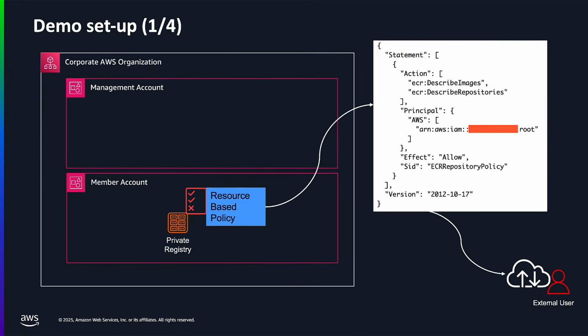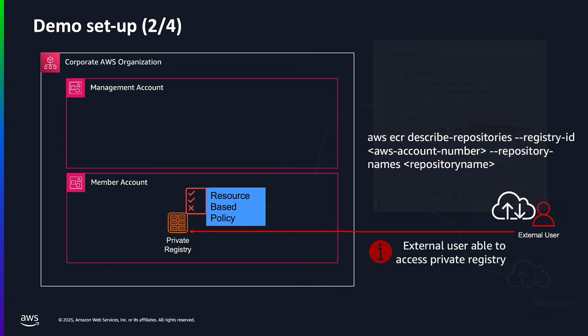As part of my demo, I have a corporate AWS organization. I have my management account, I have a member account, and within the member account, I have created a private registry. I've attached a resource-based policy to my private registry, and I'm giving my external user access to make a couple of API calls. Since I have the resource-based policy that gives external user access to my private registry, we will see that by running the CLI commands, they are able to view the contents of my private registry.